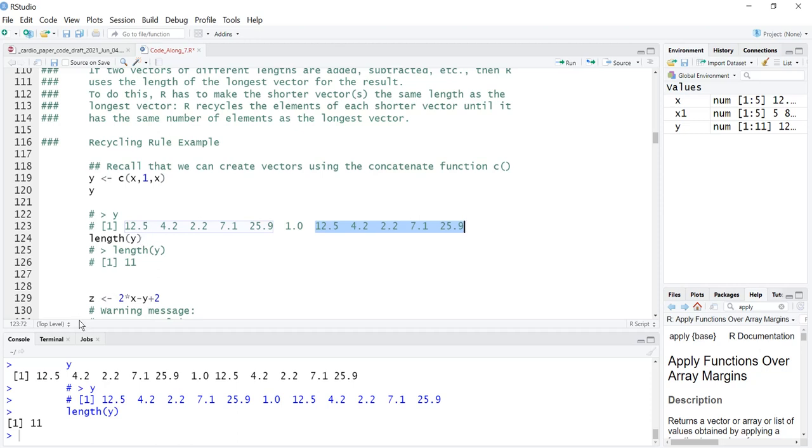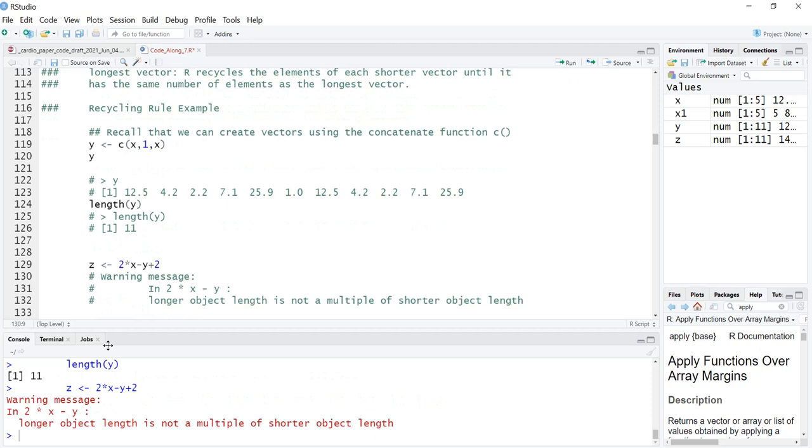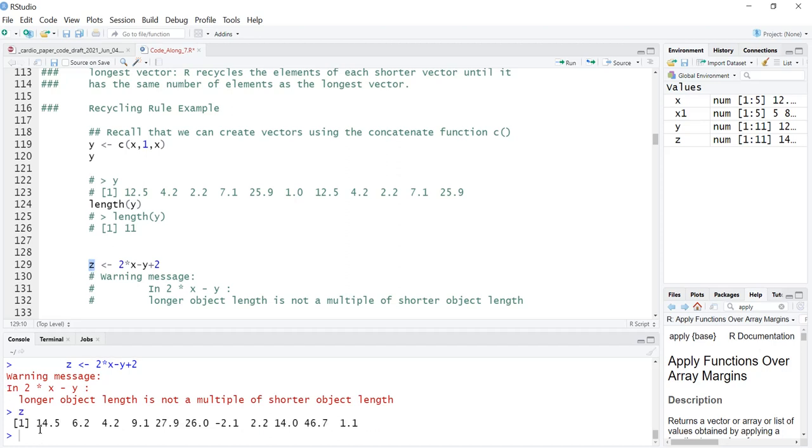Now what happens if I want to take 2 times x minus y? Now x only has 5 elements, y has 11, and then I'm going to add 2 to each element. Okay, so you get this warning message. And if you get this message, you see it's in red, you might think that nothing happened, but look up here in the environment. Here it is. And so if I want to print this out, what is z? Here's z, 14.5, 6.2, etc.